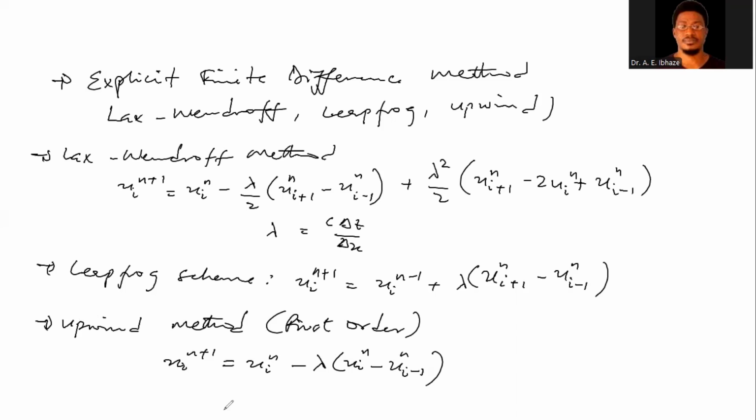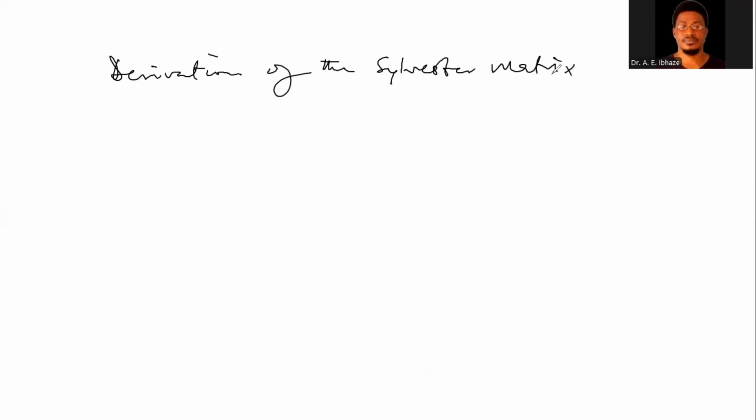Now, there's one more thing that was talked about in the last class about the derivation of the Sylvester matrix. So I'll just quickly put that up to conclude this note, okay? Derivation of the Sylvester matrix. So, we say that the Sylvester matrix is a structured matrix that helps in determining whether two polynomials have a common root by computing their resultant.